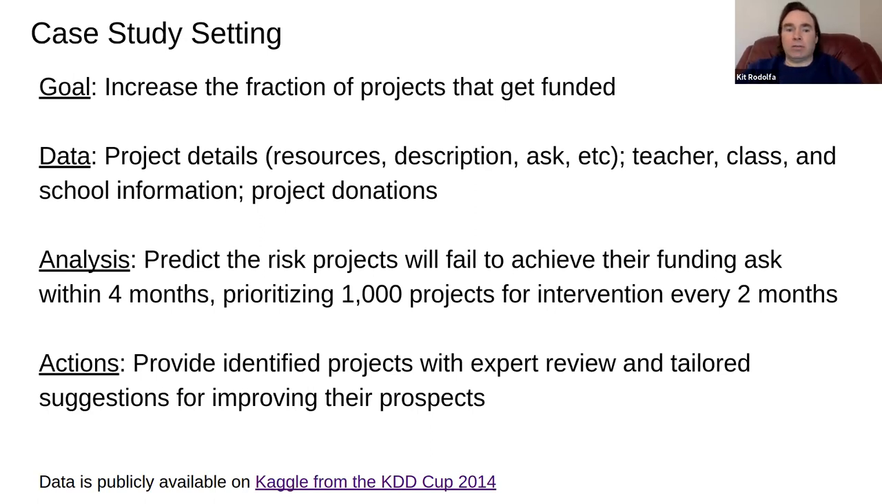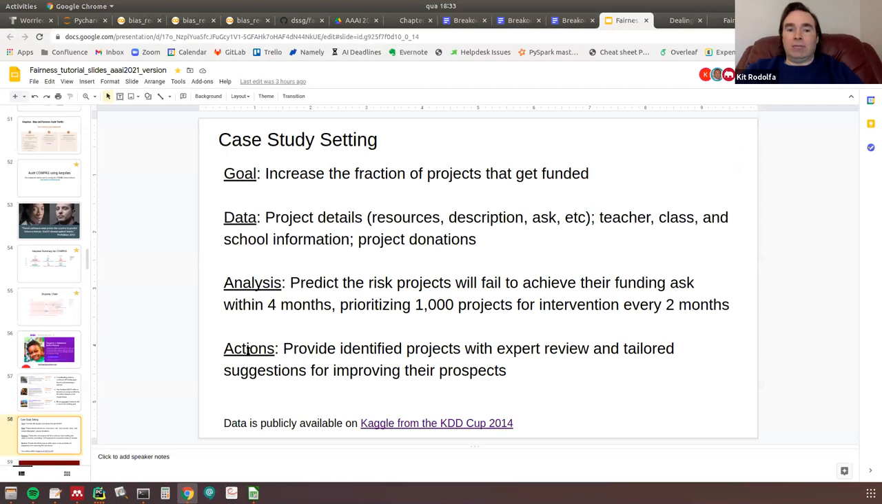It provides a good example of the types of cases we've worked on a lot, where the goal might be to increase the fraction of projects that actually get funded. The data has information about projects, the resources they're asking for, the free text description, the ask amount, and the type of class, whether math, social studies or English. There is also information about the teacher and their previous projects, the class and some student demographics, and the school. And then the donations to the projects, at the transaction level, so every donation. With all this information, you want to predict the risk that a project will fail to achieve its funding within 4 months.